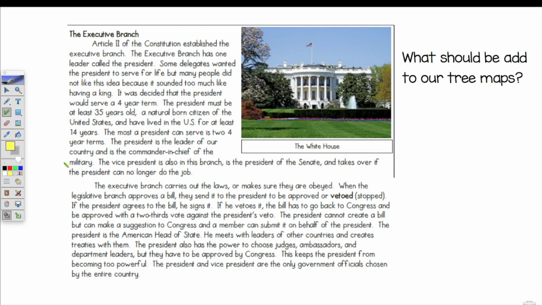Is the president of the Senate and takes over if the president can no longer do the job. So we've got to know a little bit more about who's in this branch, let's figure out what they do. The executive branch carries out the laws or makes sure they're obeyed.